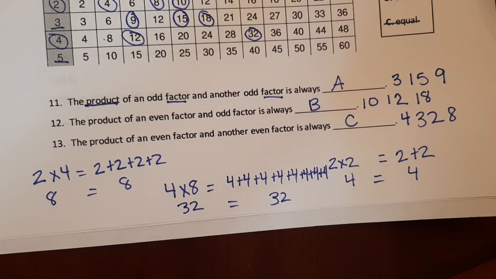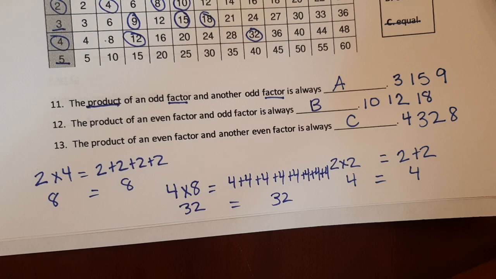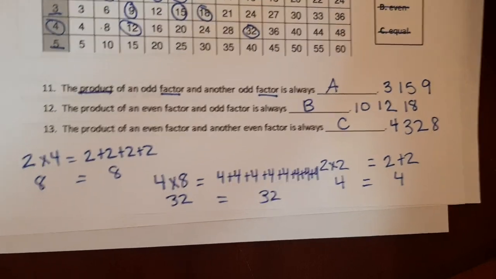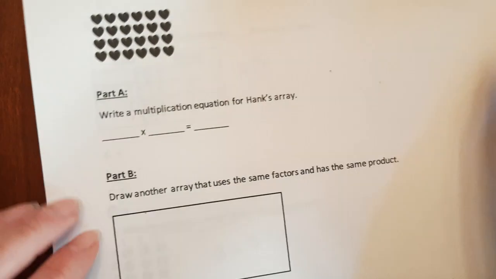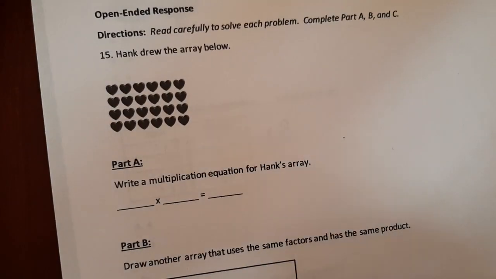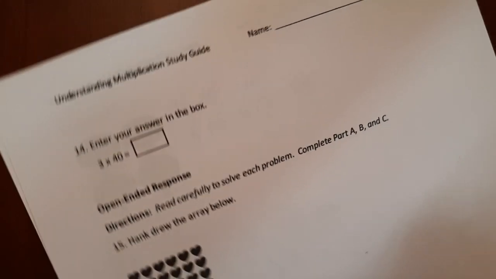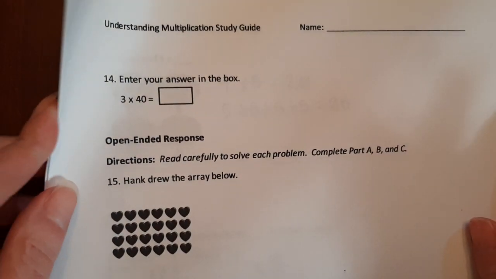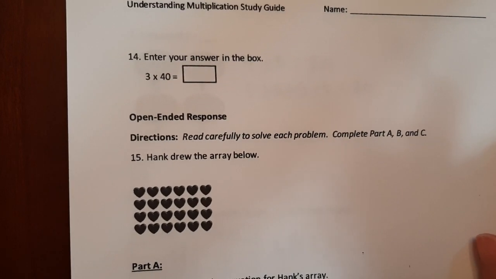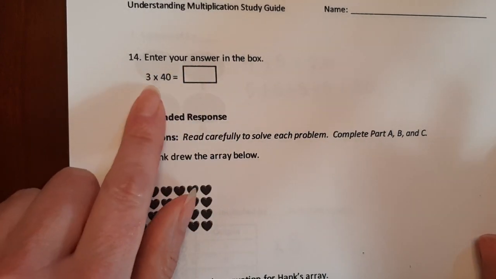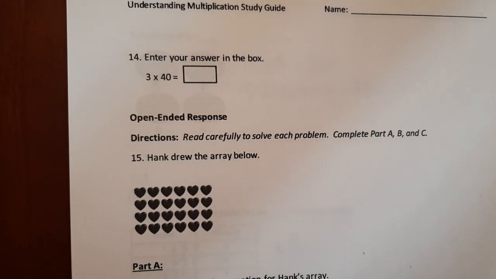The product of an even factor and another even factor is always equal. All right, this is going to be the last sheet of our study guide. And of course, you're going to be seeing this study guide on Monday. Okay, guys? You're going to see this on Monday. Now, number 14, enter your answer in the box. 3 times 4 equals blank.